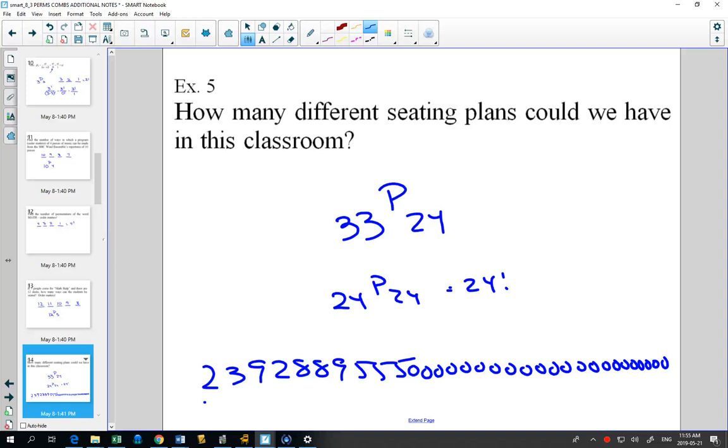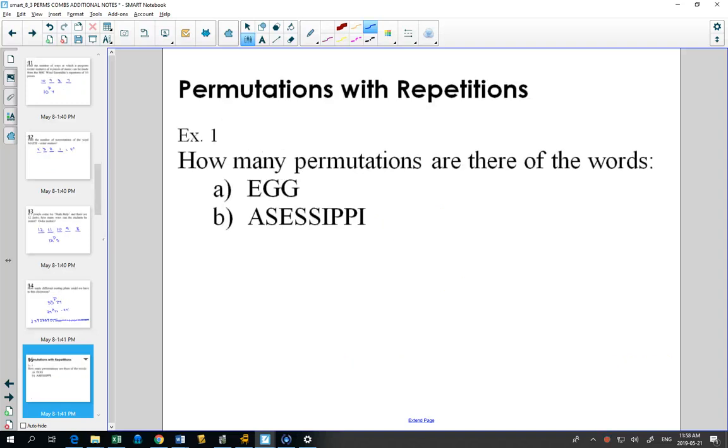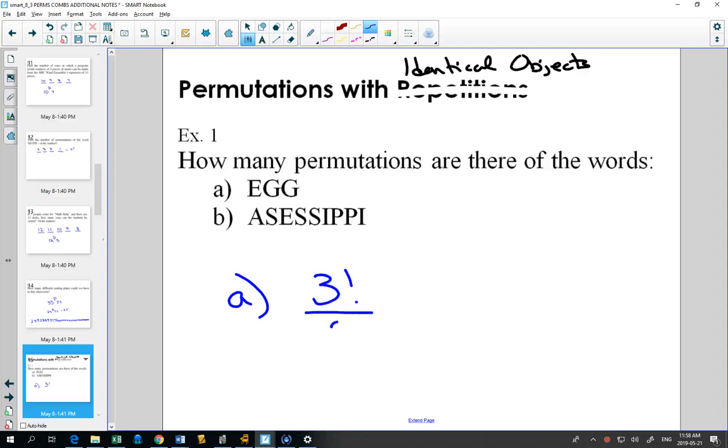Quickly with this section, I would like you to change this to identical objects so it matches what we had in our textbook. If there are letters in a word that repeat and you're trying to count the permutations, normally for egg, if there were 3 different letters, it would be 3 factorial, but because of the identical objects, you divide by 2 factorial.